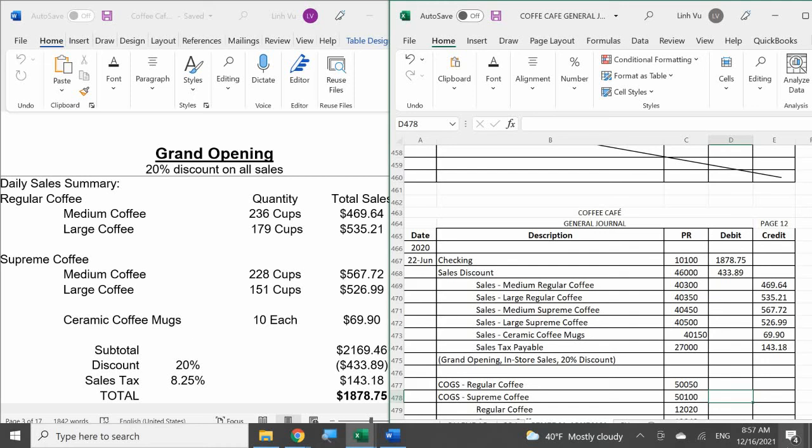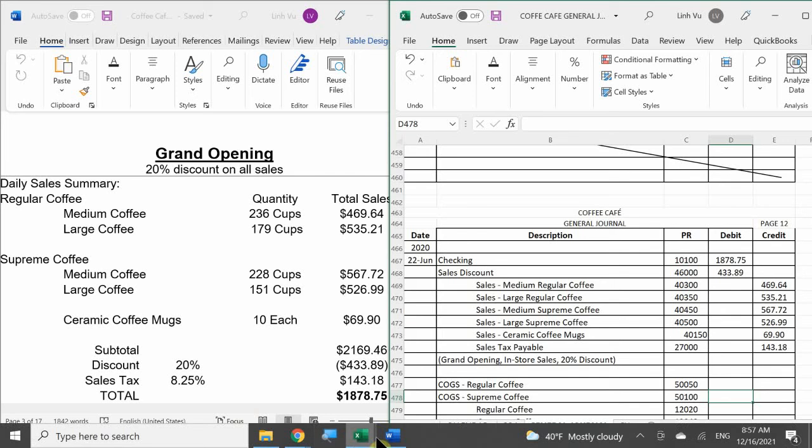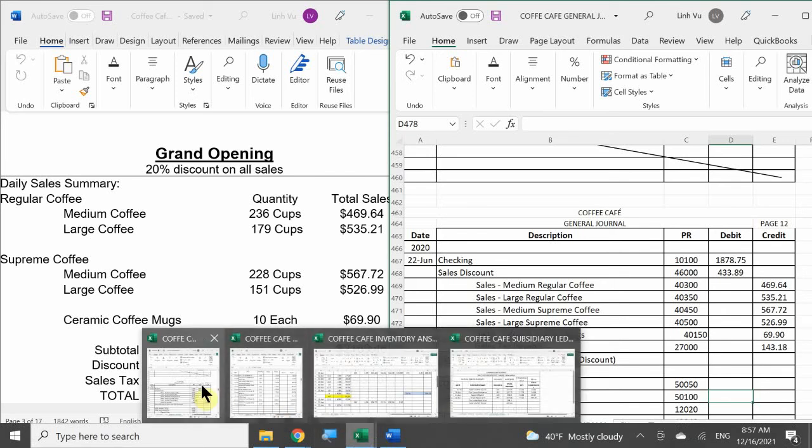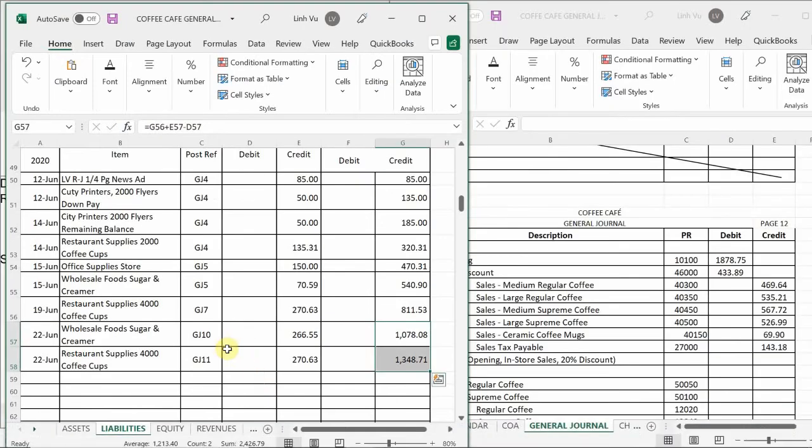And now we go to the general ledger. General ledger. We're checking.